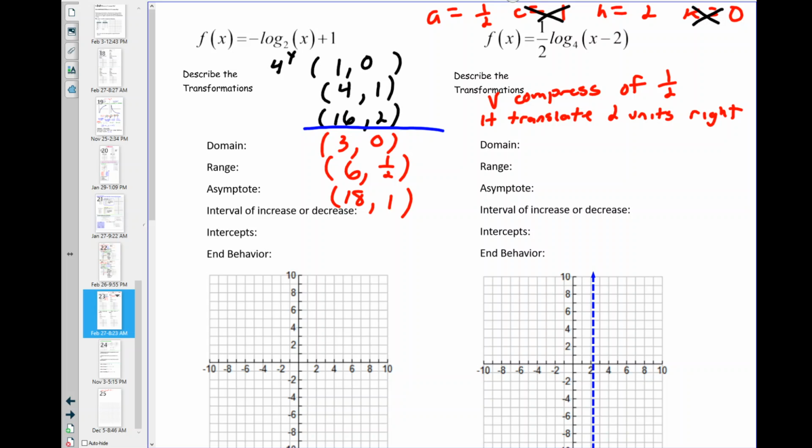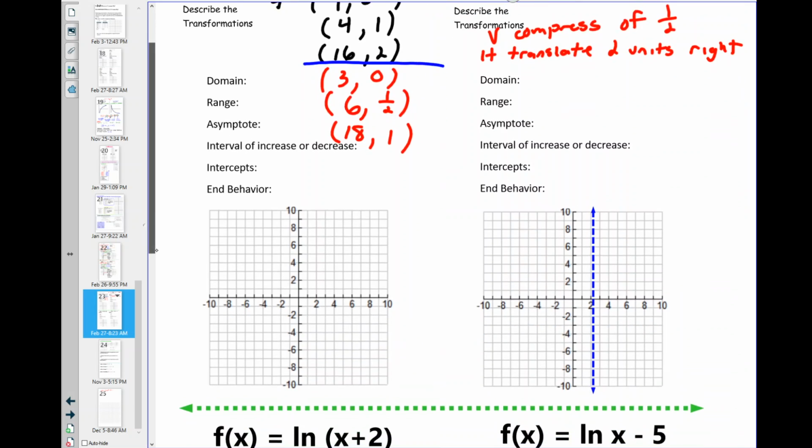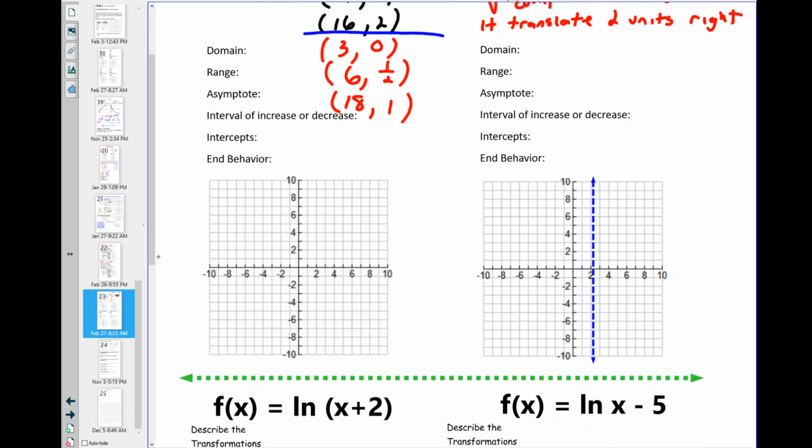Man. Whatever. I'm not going to scale this. We'll just guess where it is. It's kind of a sketch anyways. So 3, 0, we know where that's at. 6 and 1/2 is there. And then 18 and 1 would be like somewhere over here. Connect the dots, respect the asymptote. That'll be something like that.